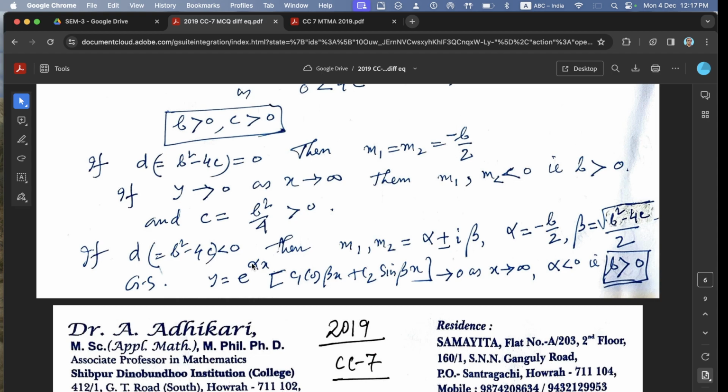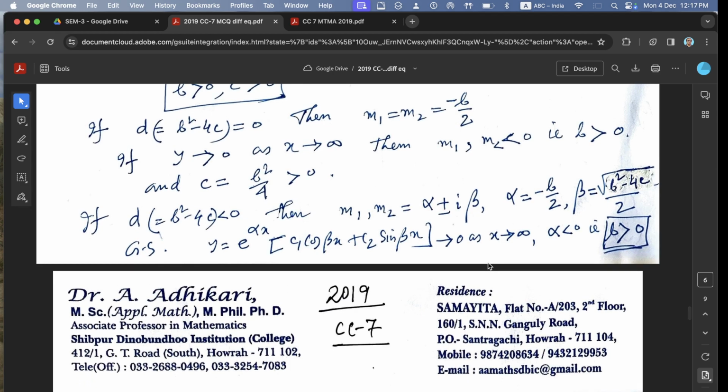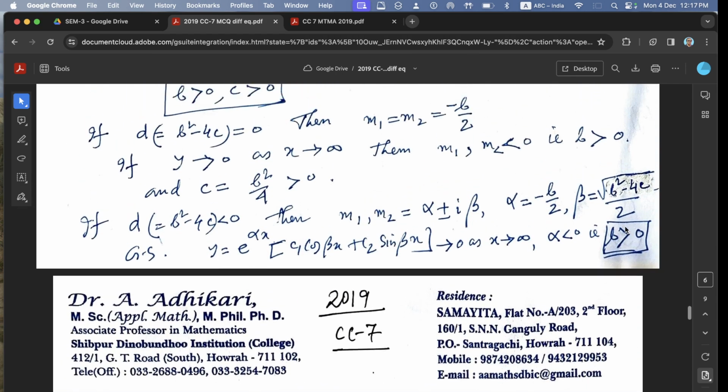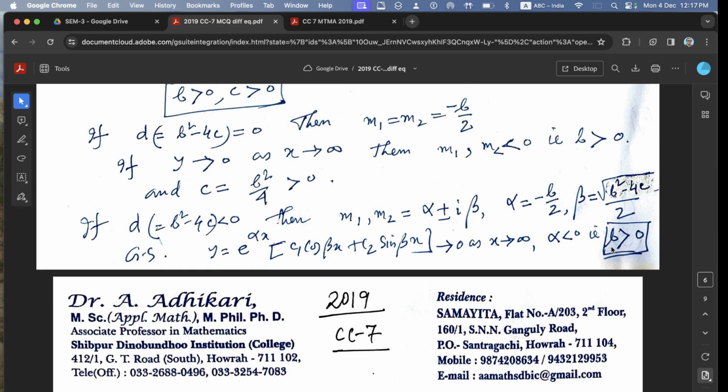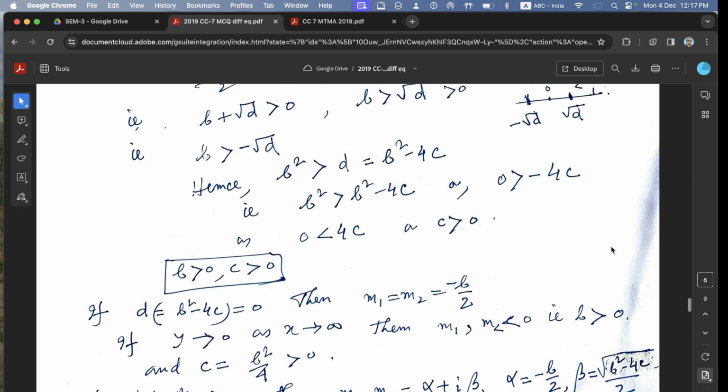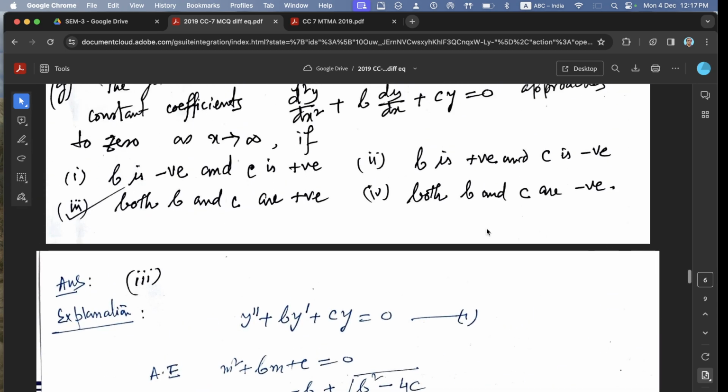this tends to 0 as x tends to infinity if e to the power alpha x tends to 0. So alpha is negative, then e to the power minus infinity tends to 0, then y tends to 0. And alpha negative means b is positive, because alpha equal to minus b by 2. So we get the relation that b is positive. So the correct option is both b and c are positive, option 3.